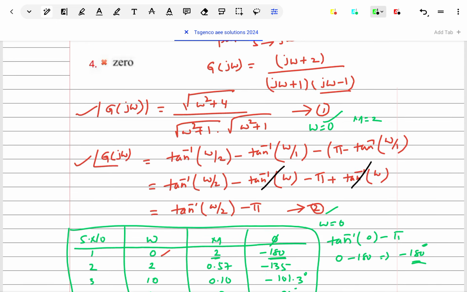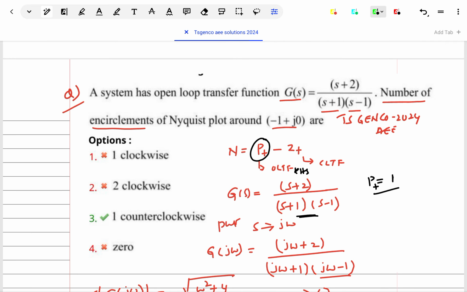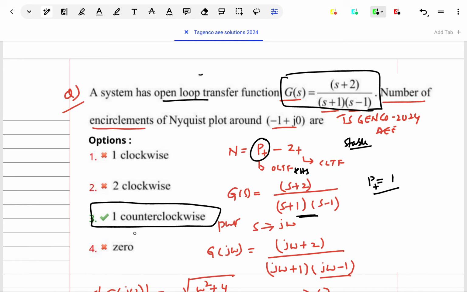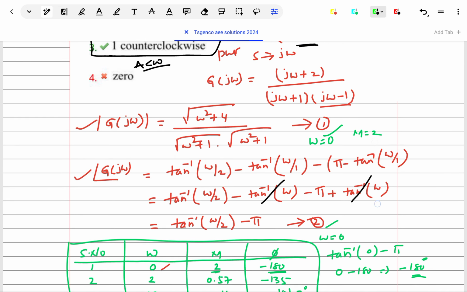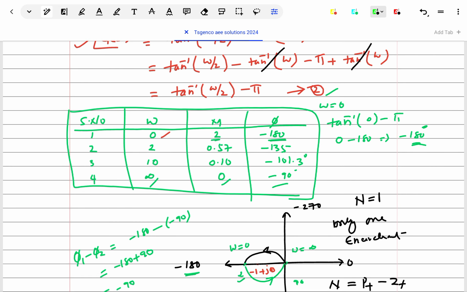The conclusion we can see here is, when you look at the open loop transfer function, G of s is an unstable system. When you take the closed loop system, it becomes a stable system. So the answer for this question is 1, counterclockwise, or we can say anti-clockwise direction. There is one encirclement here like this.